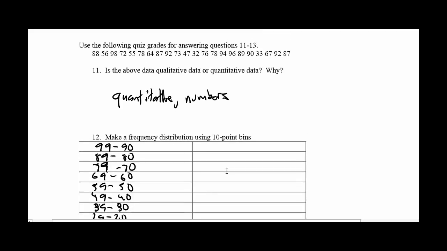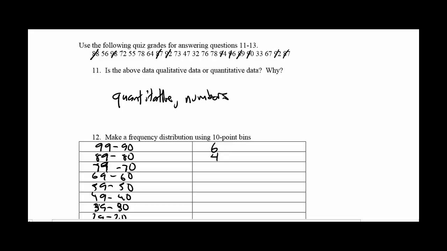Now I need to go in and organize this. So anything with a 9 on it, I'll count in that first column. So 1, 2, 3, 4, 5, 6. So I have a 6 there. Anything with an 8 on it, so 80 something. 1, 2, 3, 4. So we got 4 in that category.